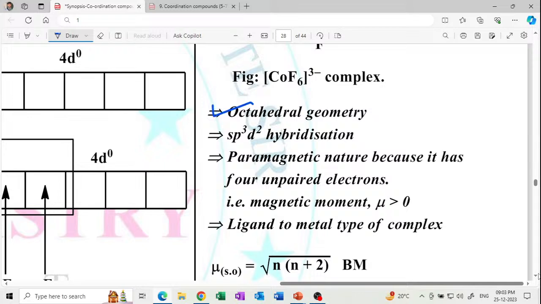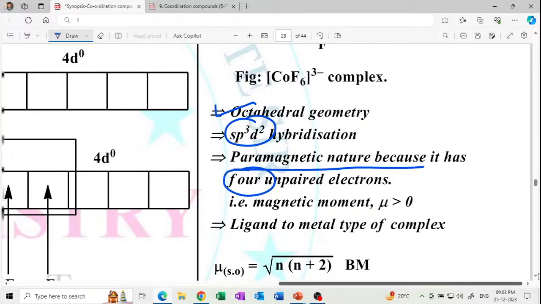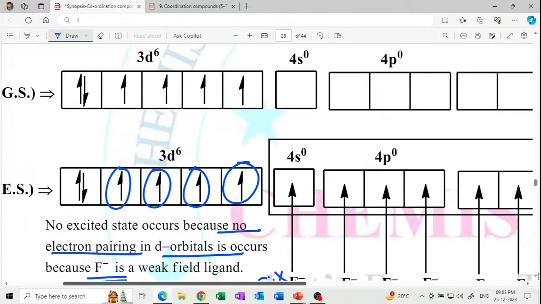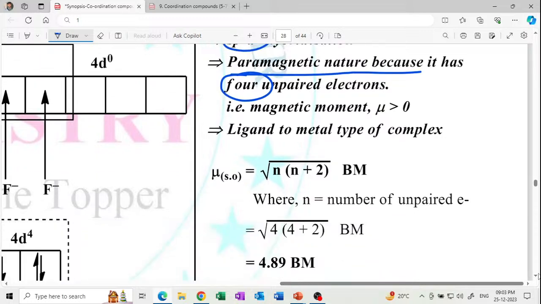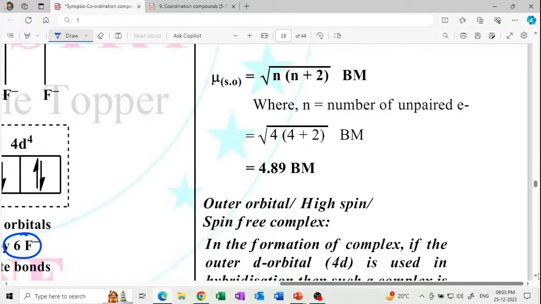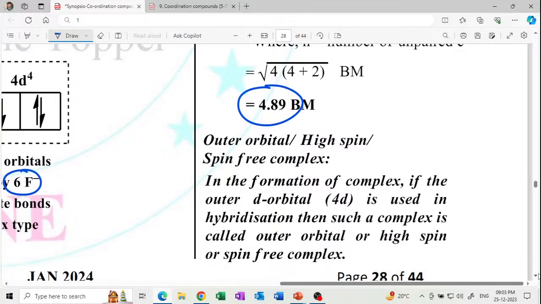So this is the 3- octahedral complex, sp3d2, paramagnetic. Why paramagnetic? Because it has 4 unpaired electrons left behind. Because of these 4 unpaired electrons, it shows a paramagnetic nature, with a magnetic moment greater than 0. So what is the magnetic moment? How much? With 4 unpaired electrons, it is root of 4 times (4 plus 2), which is 4.89 Bohr magneton. So this is paramagnetic.